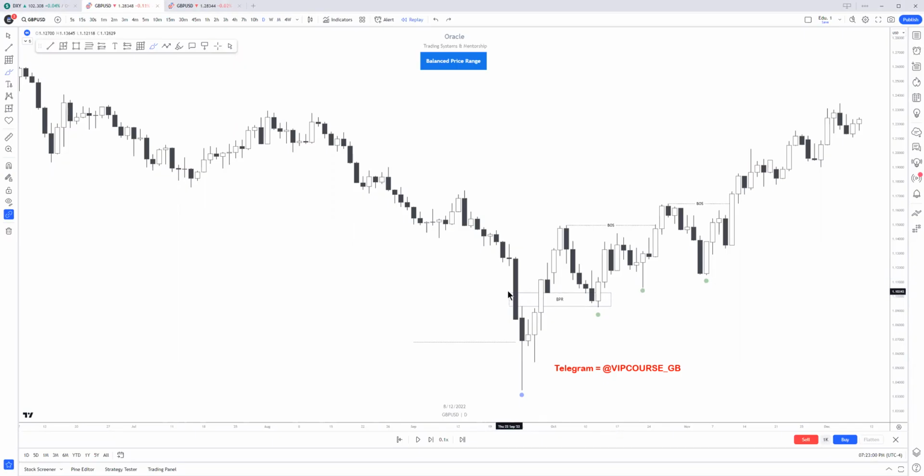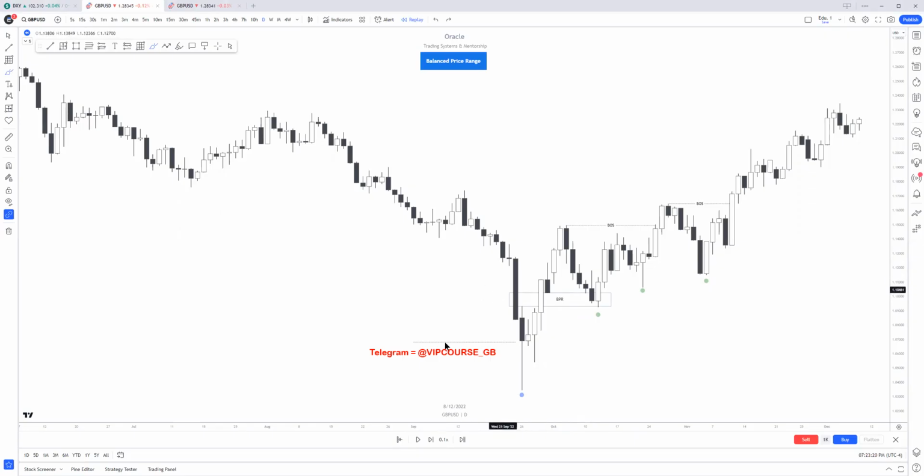With a BPR, we want to see price really respect that. It can wick below. We want to see it respect the bodies, just like an FVG, but we don't really have an invalidation point. That's structural. So as soon as price comes below here, the BPR is essentially invalidated.